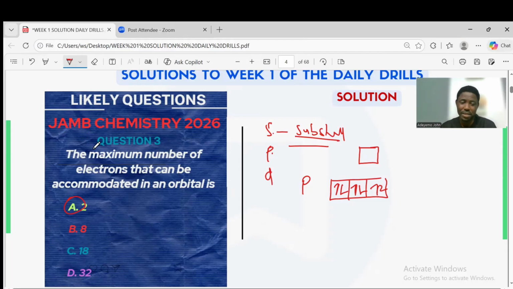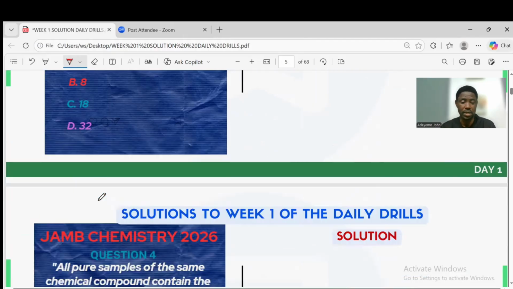But most people think p is the orbital. P is the subshell that has three degenerate orbitals. And each of the boxes can be accommodated by two electrons. I hope that is clear.